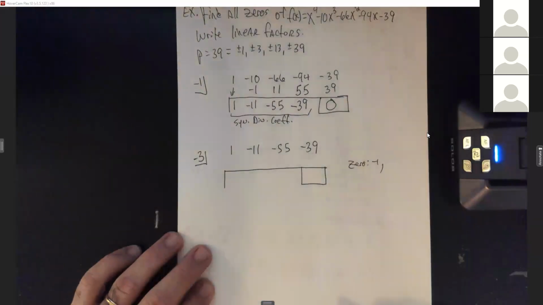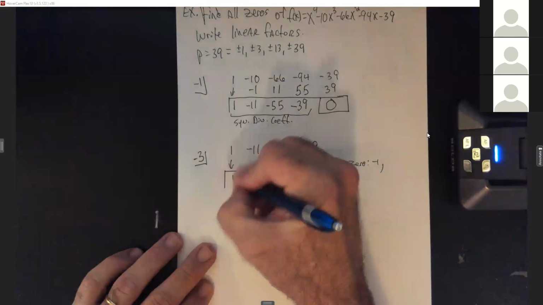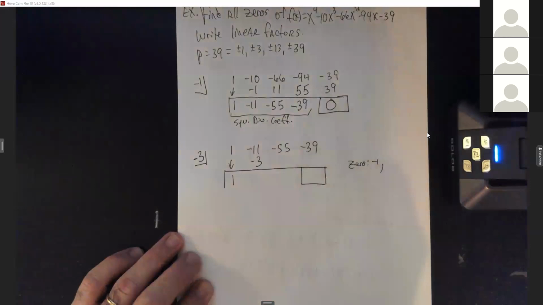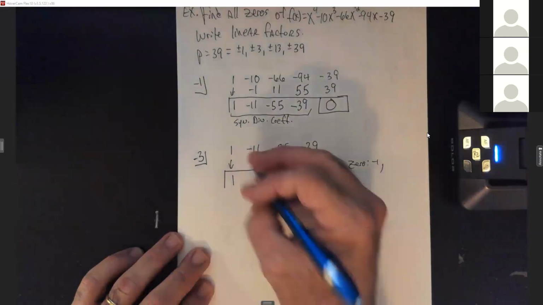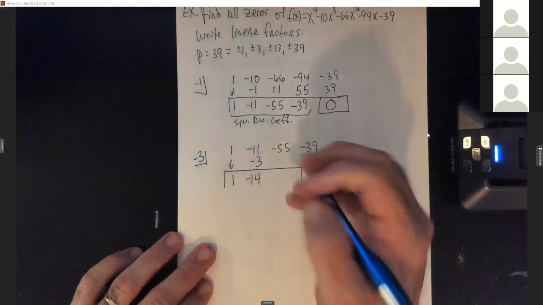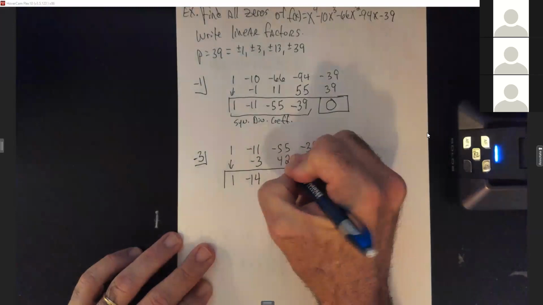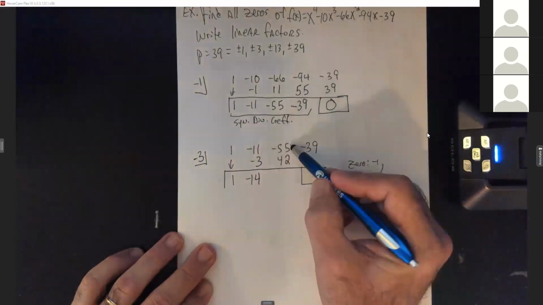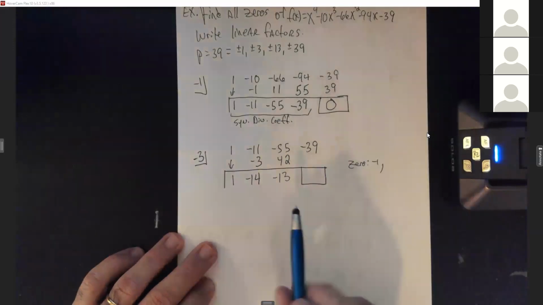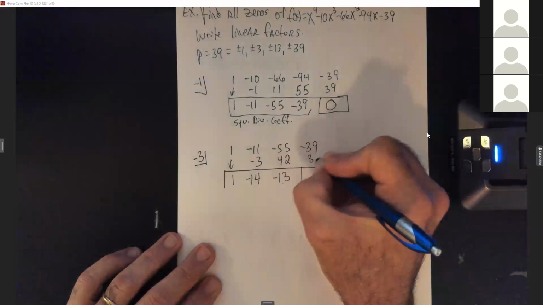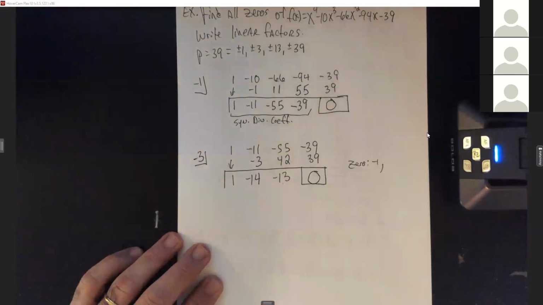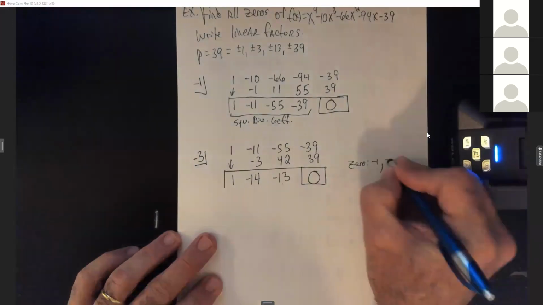All right, y'all, so here we go. We're going to bring that 1 down. 1 times -3 is -3. -11 plus -3 is a -14. -14 times -3 is 42. -55 plus 42 is what, a -13. And then that -13 times -3 is a +39. So once again, I got a remainder of 0. So my second 0 is going to be the -3.